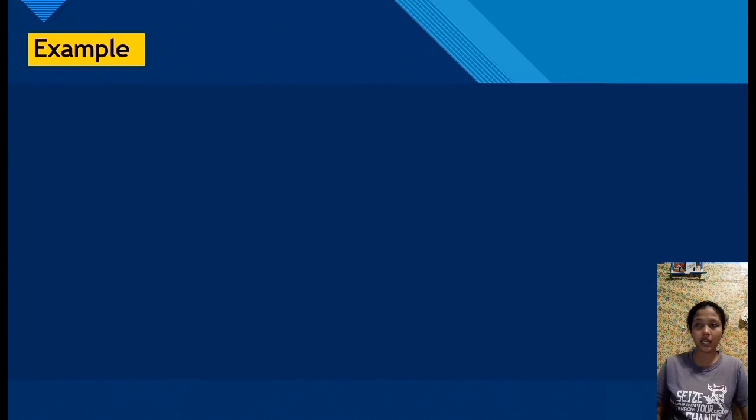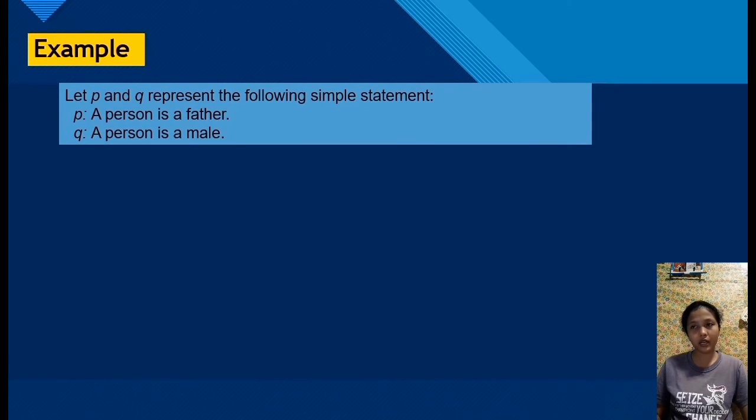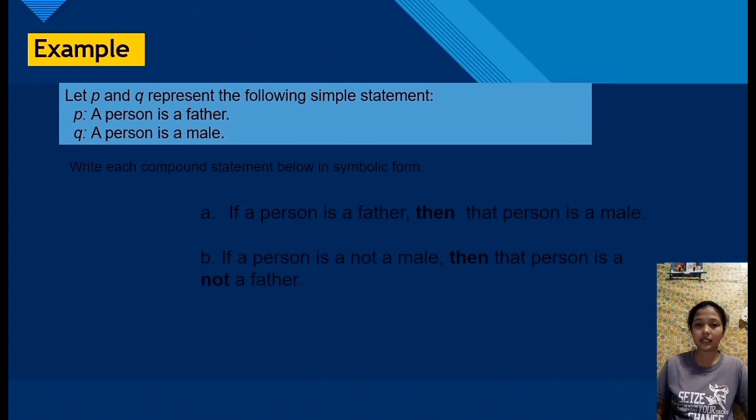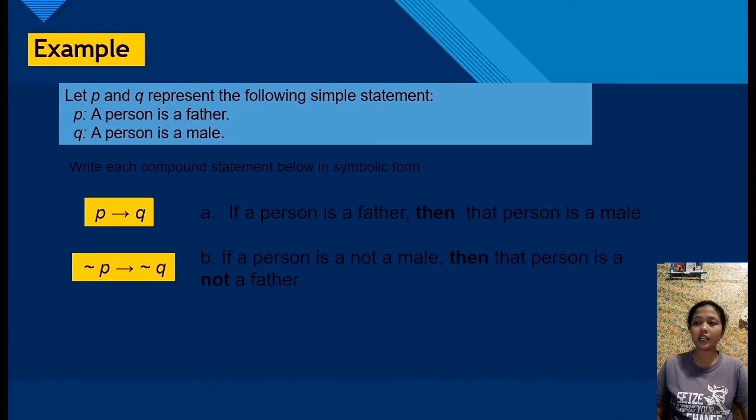For example, P represents a person is a father, Q represents a person is a male. We are going to translate it to a symbolic form. First statement: if a person is a father, then that person is a male. The symbolic form is P arrow Q. Second statement: if a person is not a male, then that person is not a father. The symbolic form is not Q arrow not P.